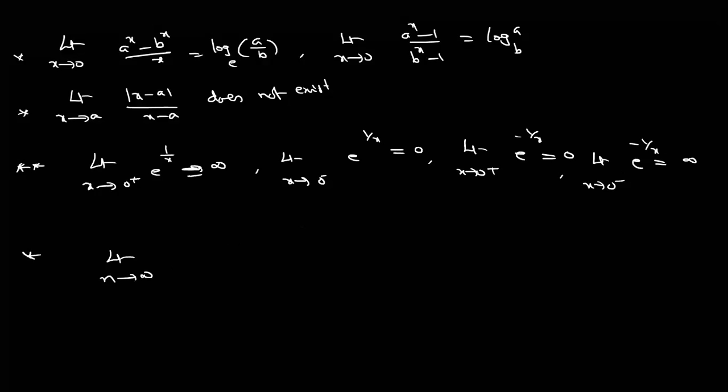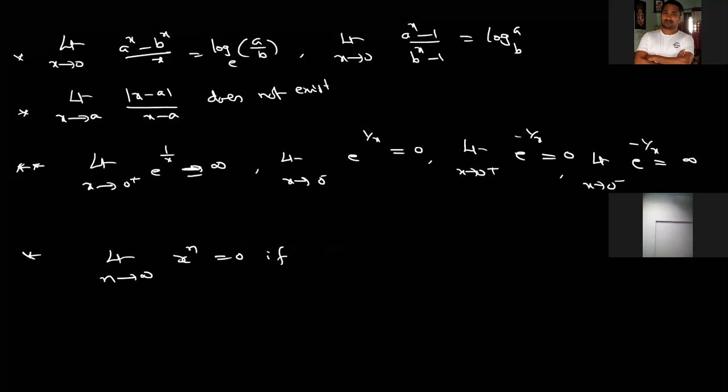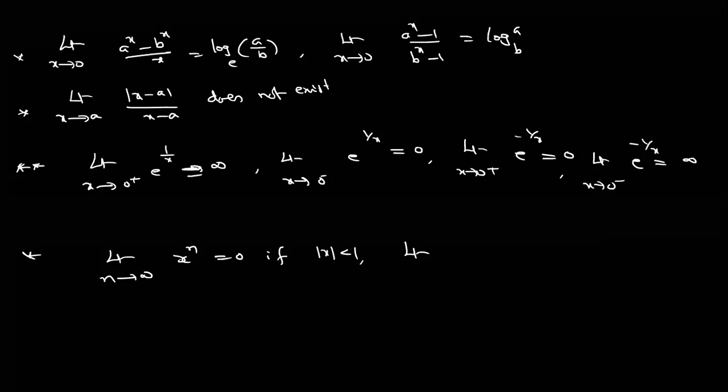Limit n tends to infinity, GP, geometric progressions. Dear students, see, x power n is equal to 0 means what? Modulus of x less than 1. So this concept was already discussed in the functions concept. So once again, I will explain with examples for you. See carefully.